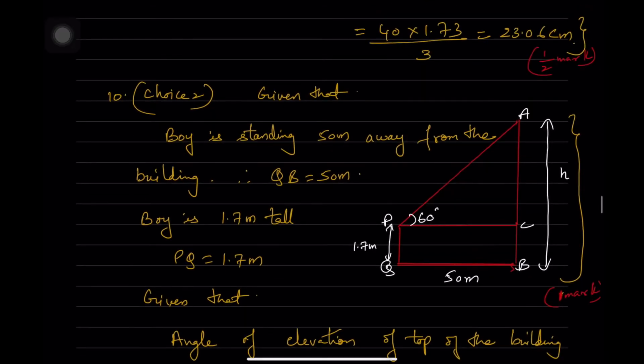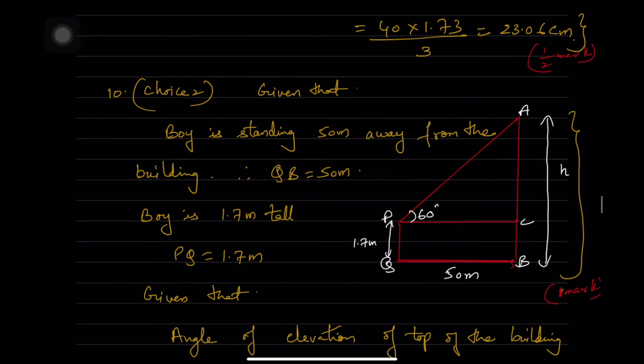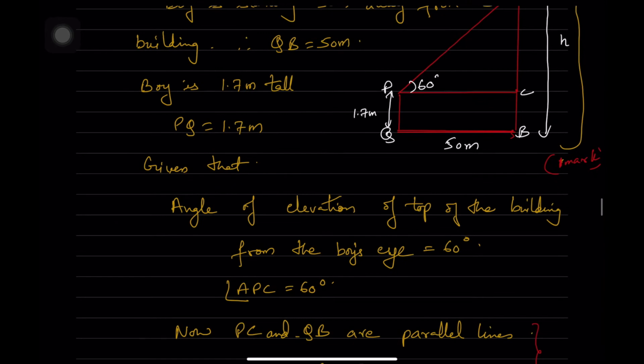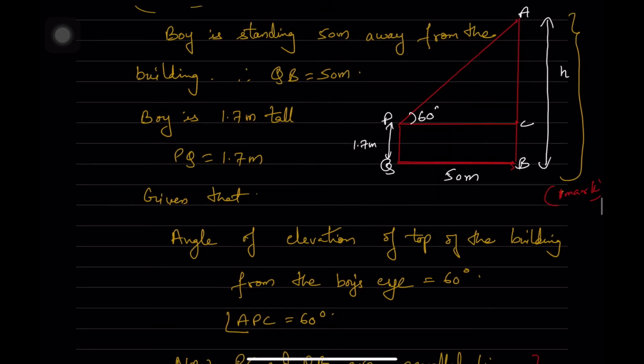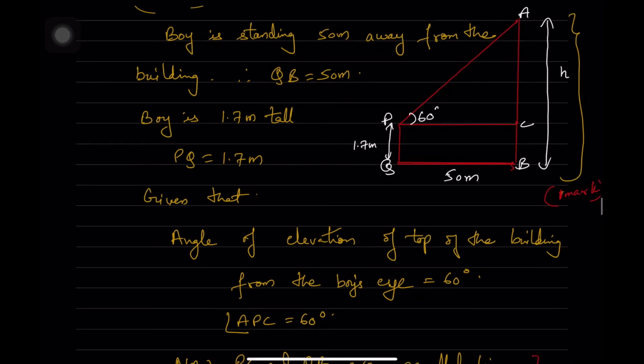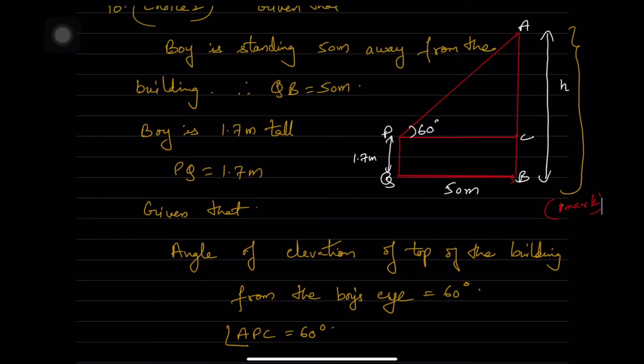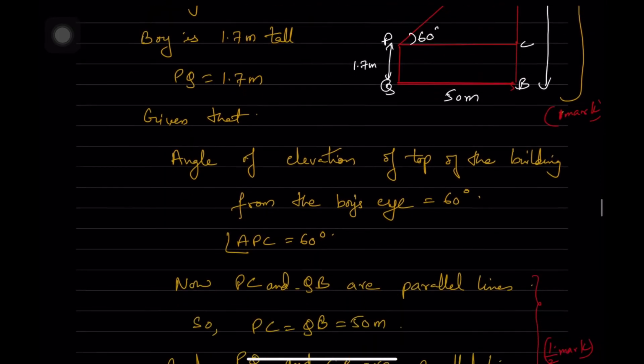So here the boy is standing 50 meters away from the building. So therefore QB is equal to 50 meters. Boy is 1.7 meters tall. PQ is equal to 1.7 meters. Given that angle of elevation of the top of the building from the boy's eye is equal to 60 degrees. For the figure, you have 1 mark over here. Angle APC is equal to 60 degrees.